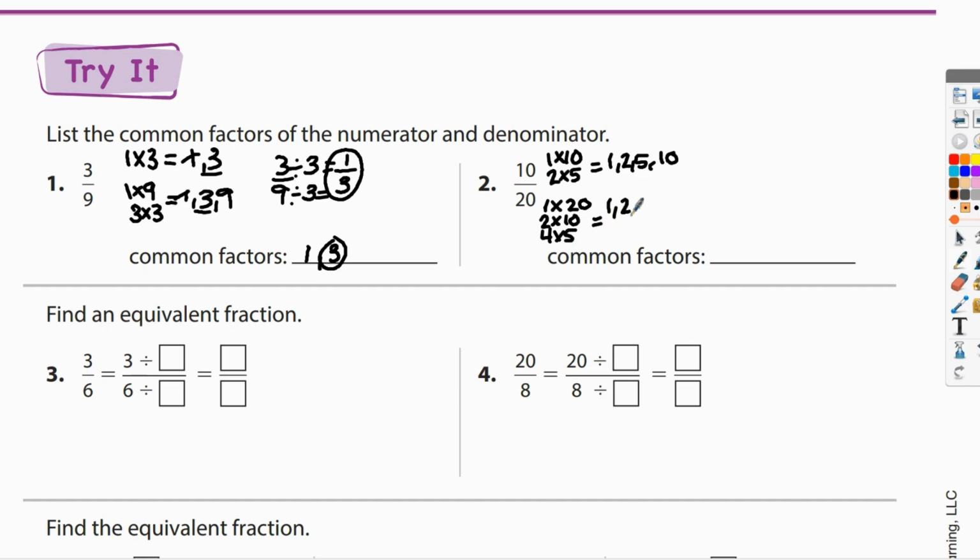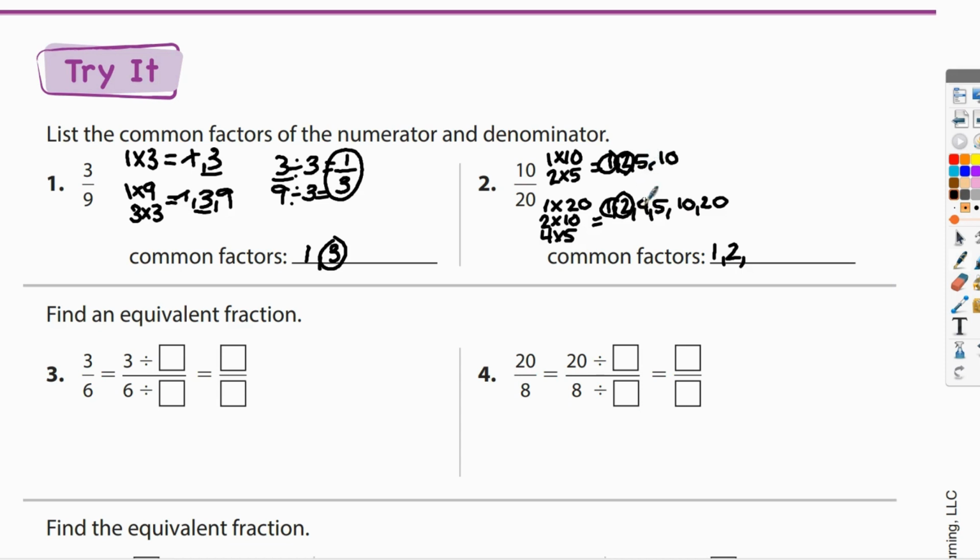1, 2, 4, 5, 10, and 20. What numbers repeat? The 2 repeats. The 1 does repeat. So let's write those down. 1, then 2. Let's go back. Is there a 4? There's a 4 here.